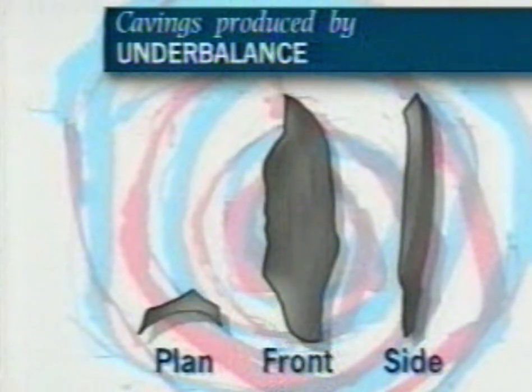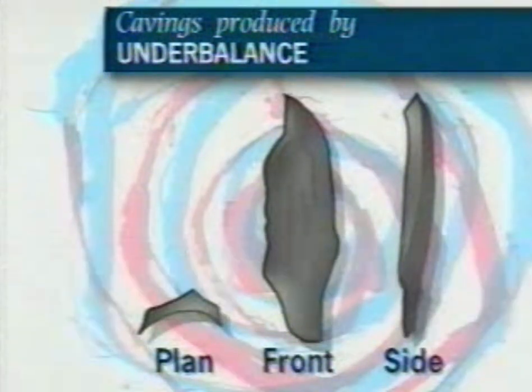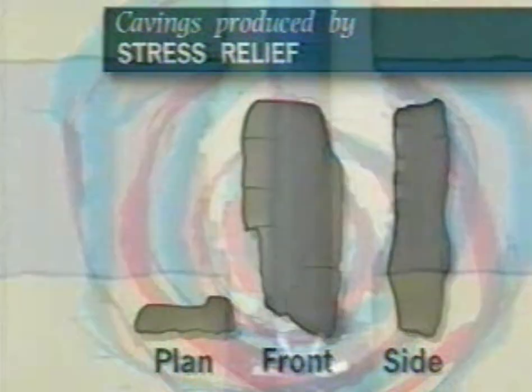Cavings may be caused by pore pressure exceeding the mud hydrostatic pressure, or underbalance, and when produced in this way, they tend to be sharp, splintery and curved. But cavings can also be caused by formation stress, which is relieved when drilled. In this case, their shape is markedly different.